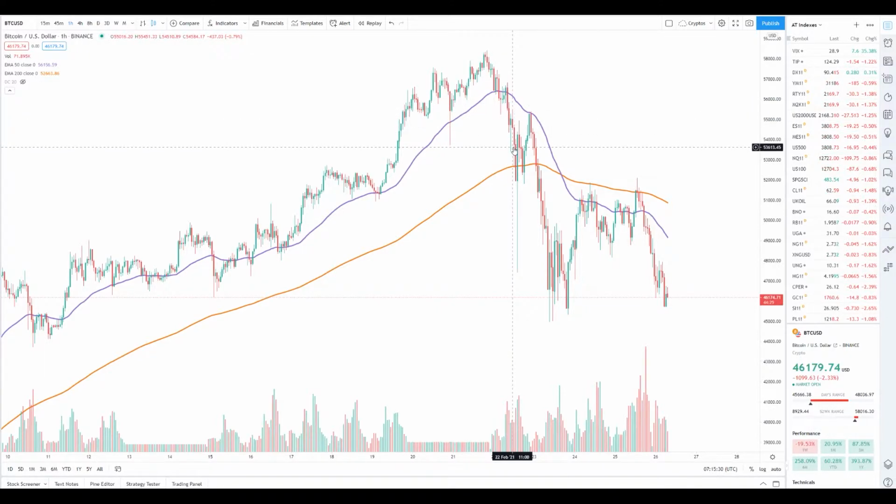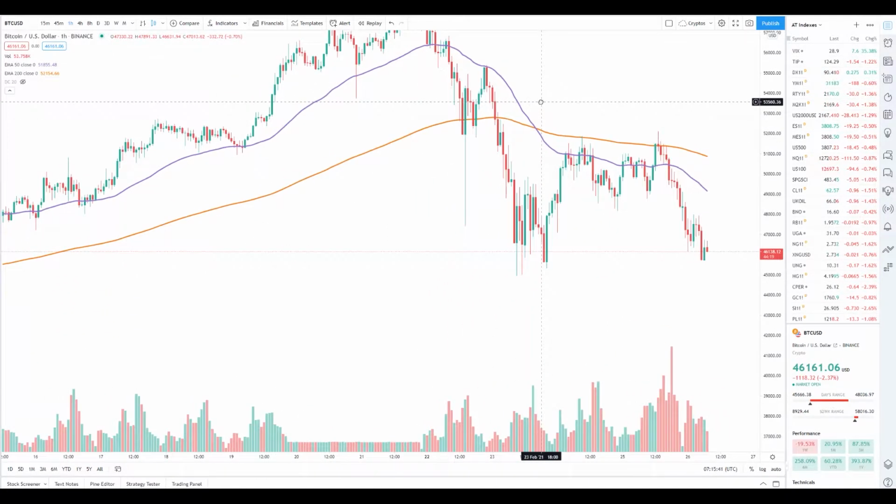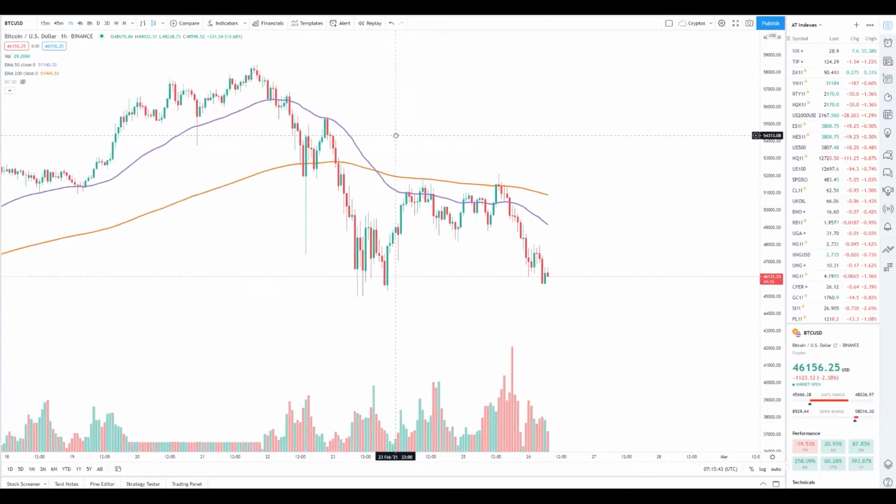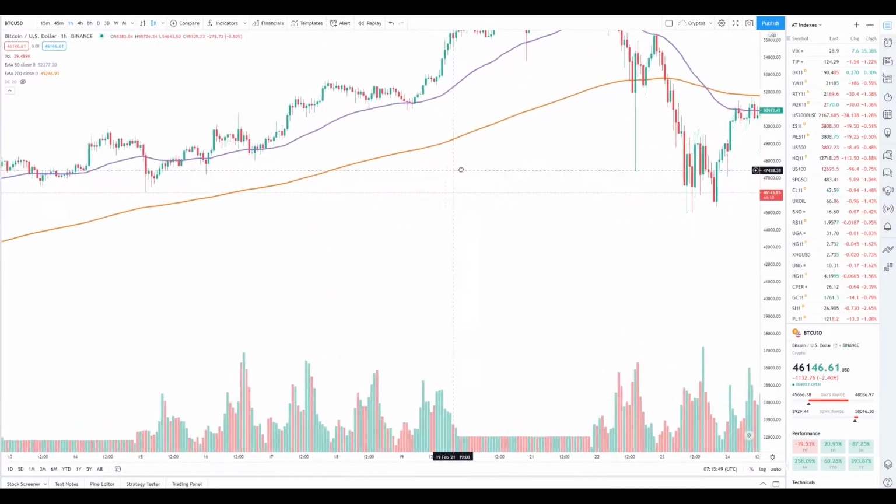All right, so this doesn't mean that you should always short Bitcoin or short an instrument or short a coin that is below the moving average. No, it just gives you an idea that yes, it's shortable. The orange line that I have is the 200 exponential moving average, and that's the same thing.